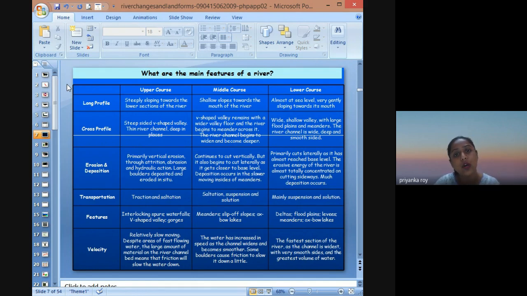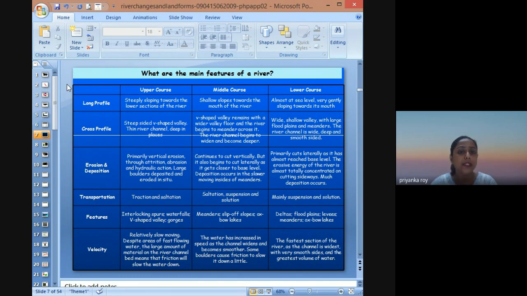Similarly, when we come to the middle course, it continues to erode. Vertical erosion continues, but it also has lateral or horizontal erosion. Lateral erosion means it starts cutting from the edges. That's why the V-shaped valley is wider at the middle course of the river. So it begins to cut laterally as it gets closer to the base level. The deposition occurs in the slower moving inside of the meander. So whenever the river is meandering, the inside curve of the meander will have most of the deposition there.